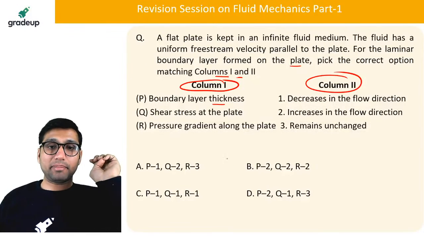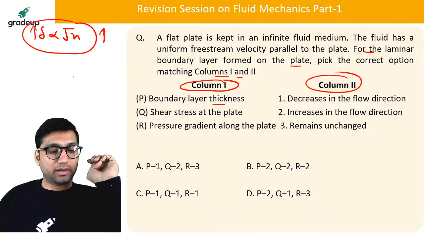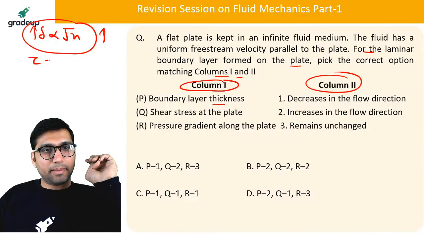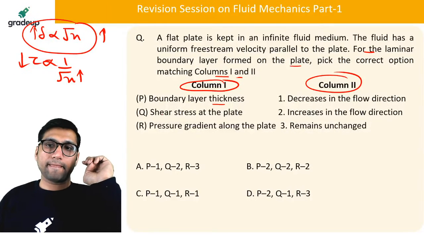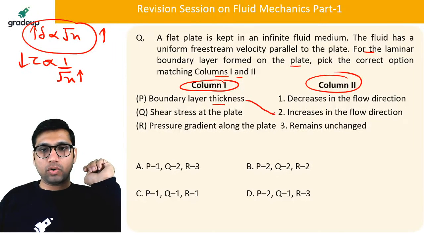Come on everyone, quickly tell me the answer for this question. Boundary layer thickness in the laminar flow is directly proportional to root x. So if x increases, it will increase. Shear stress in the laminar flow is inversely proportional to root x. So shear stress will decrease if x increases. Okay. So this boundary layer thickness will be 2, this will be 1. So for P it will be 2, for Q it will be 1 and this will be 3. So this will be 2, 1, 3.